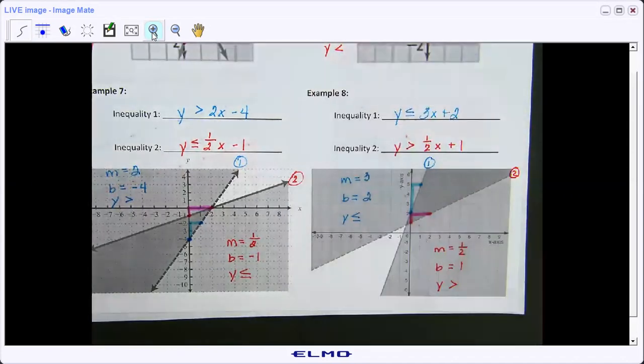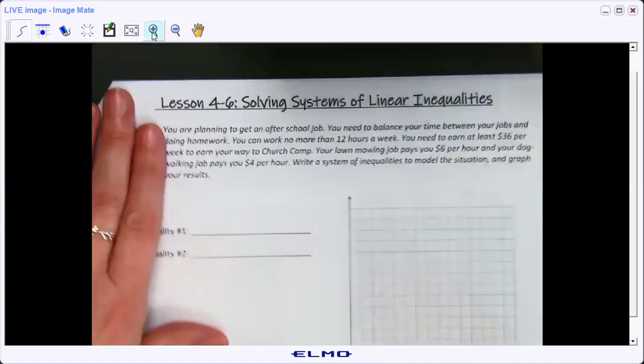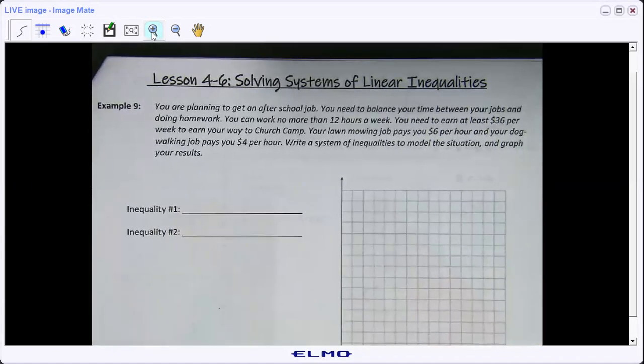There is more. There are word problems. It's okay. Let's go to the word problems. Example 9: you're planning to get an after-school job and you need to balance your time between your job and doing your homework. This is something that you actually have to do, and it may not necessarily be a working job. Maybe you have athletics, or chores at home. I know some people who live on farms and ranches who have to feed or exercise their animals. So there could be obligations where you have to balance your time, and that's what this whole word problem is about.